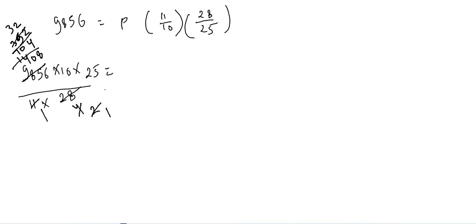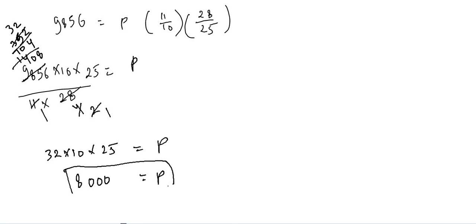Now it is 32 into 10 into 25. When you multiply you will come to know the value of P. Multiply simply, the value of P will be 8000. Okay, so we got the value of P, only this much is the answer.